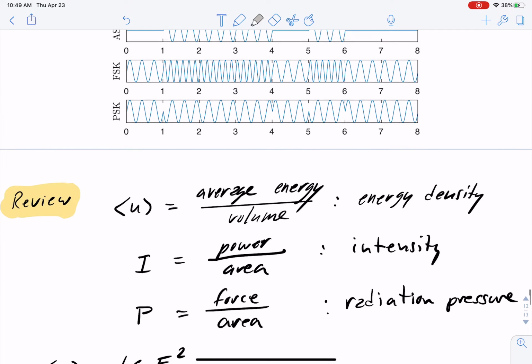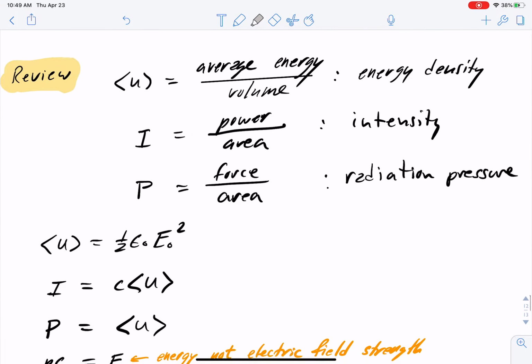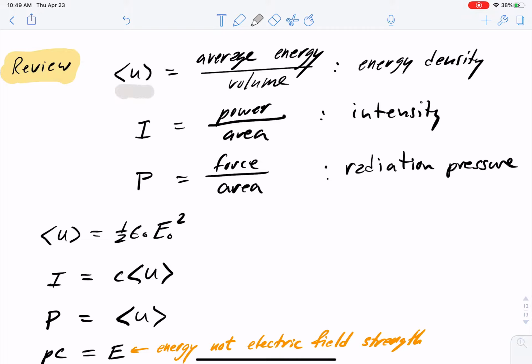Okay, so let's do a quick review. We defined a few things. We reinitiated our understanding of energy density. So it's the energy per volume. For light, electromagnetic waves, we're almost always interested in the average energy because it's oscillating. What we want to know is overall what the energy is. And we talked about the intensity, which is the amount of energy per time per area. And then the radiation pressure, which is the force per area.